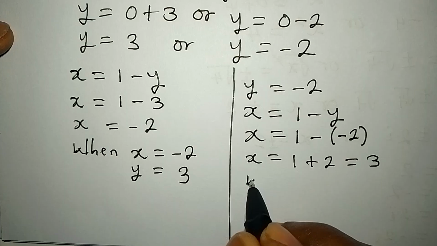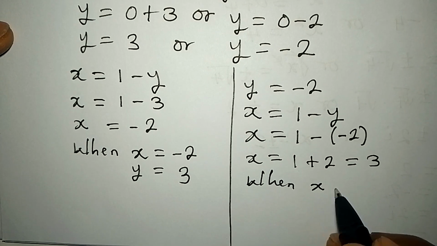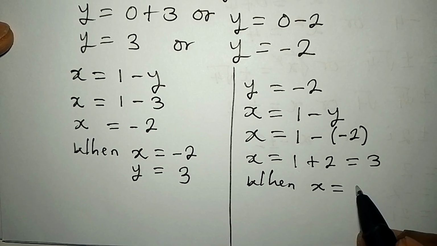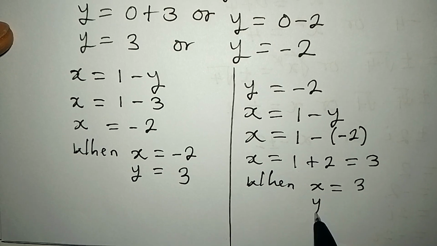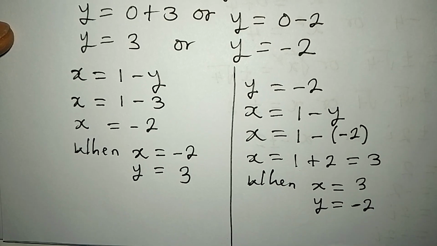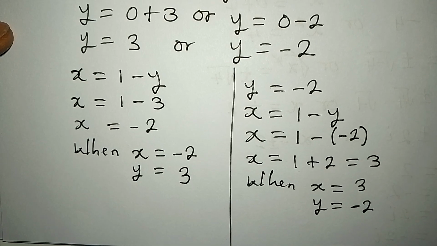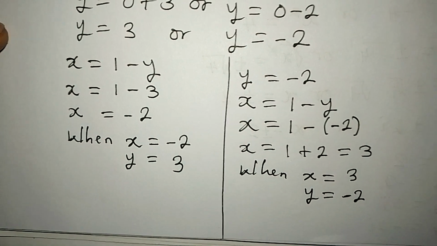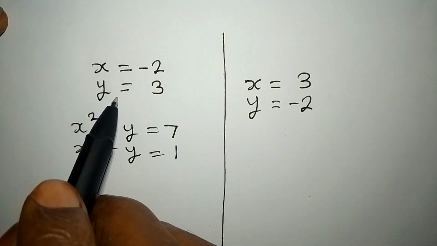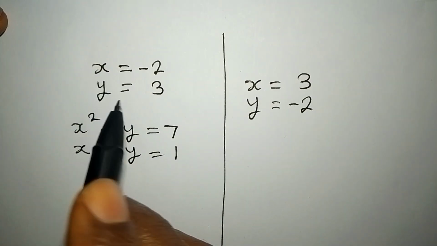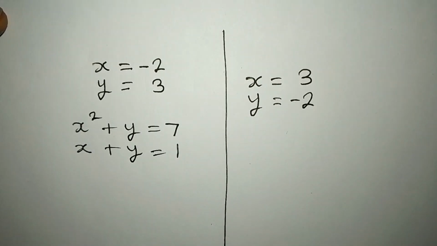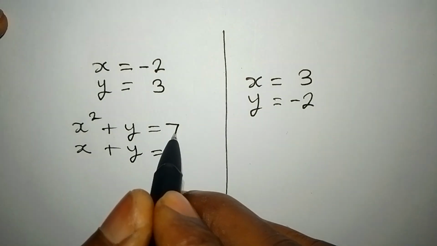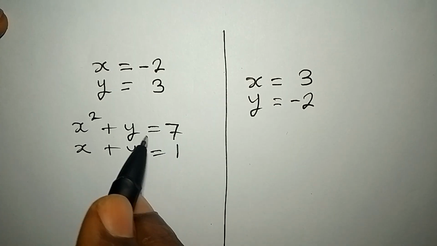Now we are saying that when x is equal to 3, y is equal to -2. So let's pick out these two values of x and y, and we confirm whether they are satisfying or not very quickly. Now let's put them straight into this equation. Remember, this is 7.